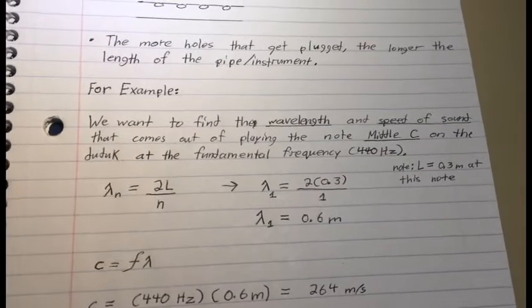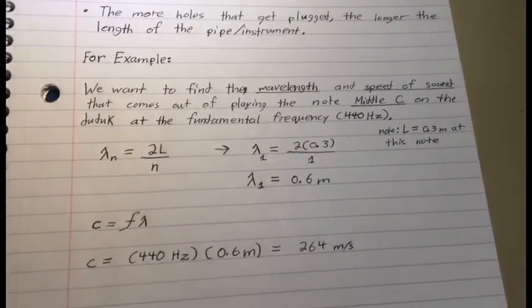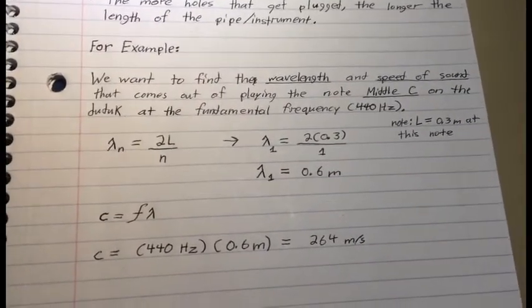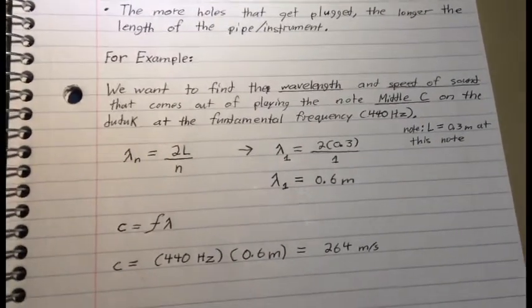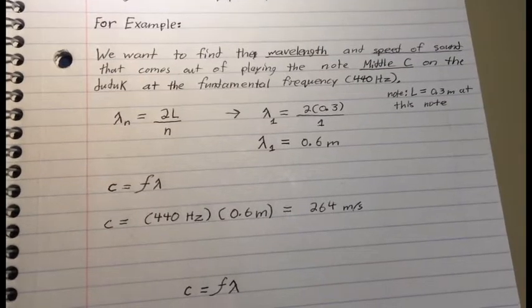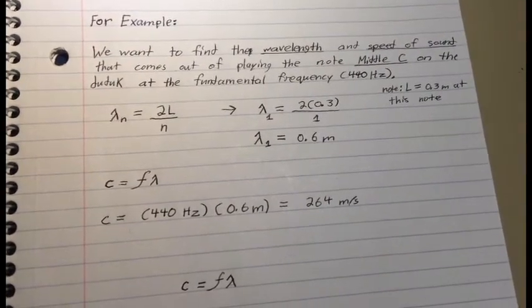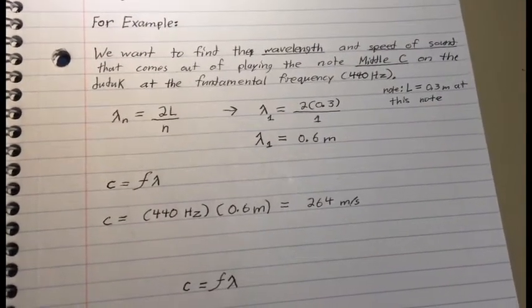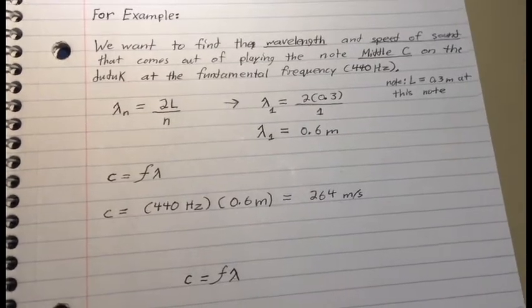Now, we have an example over here. We want to find the wavelength and speed of sound that comes out of playing the note middle C on the Duduk at the fundamental frequency of 440 hertz. The wavelength in our equation is equal to 2L, which is the length, over n, which is the harmonic number. In our case, it's the fundamental frequency, so that equals 1.